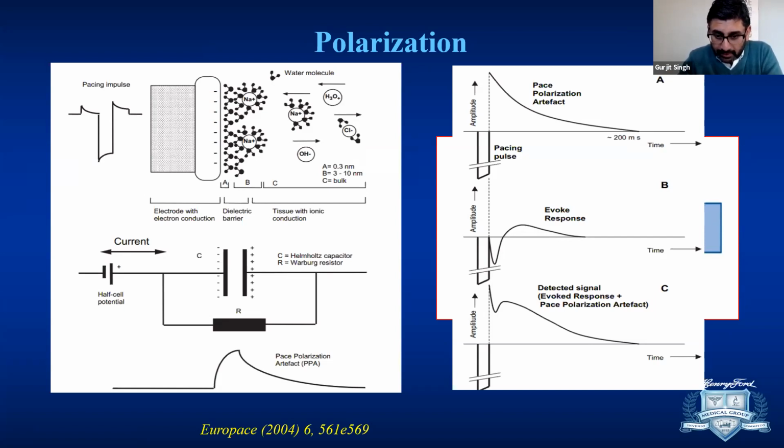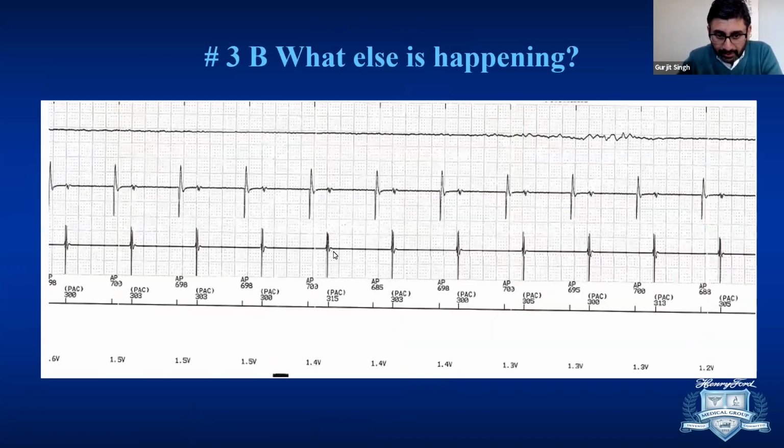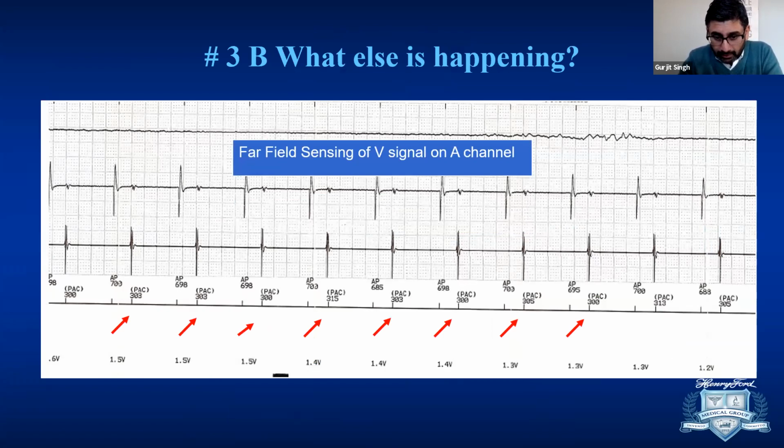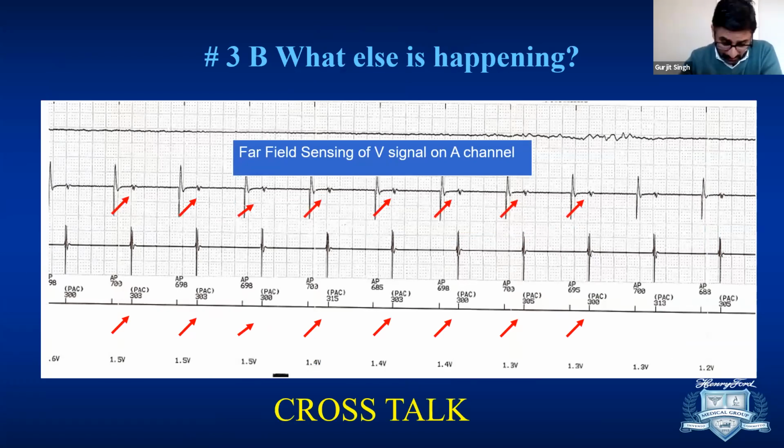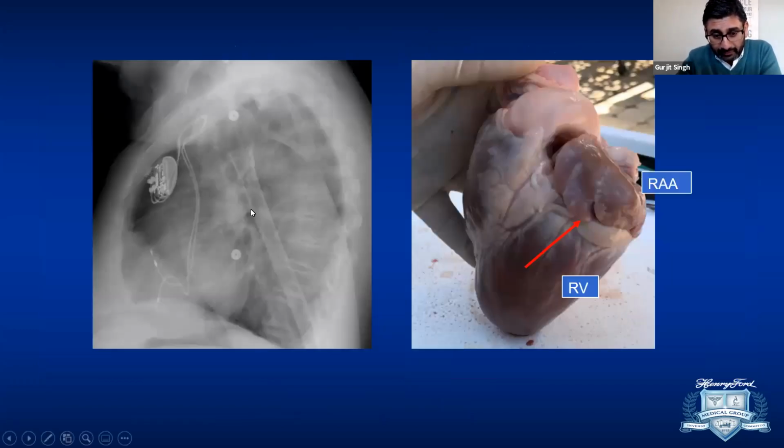And the third one, as everybody has picked it up, is the far field signal seen on the atrial channel here. Okay, and that's far field signal. It's called crosstalk. All righty. Now, why that happens, as Dr. Upadhyay explained last time, is shown in this X-ray, an example of the atrial lead sitting in the appendage. So normally we try to put the leads in the appendage, right?